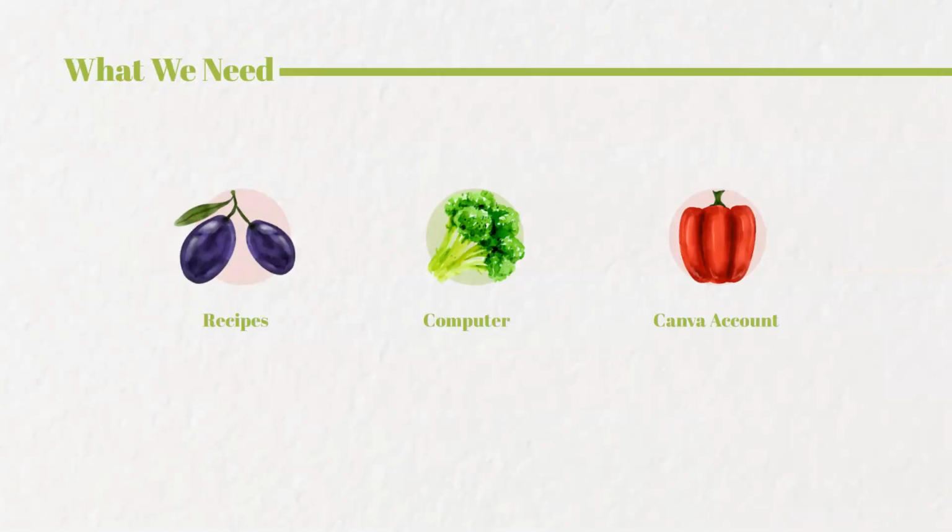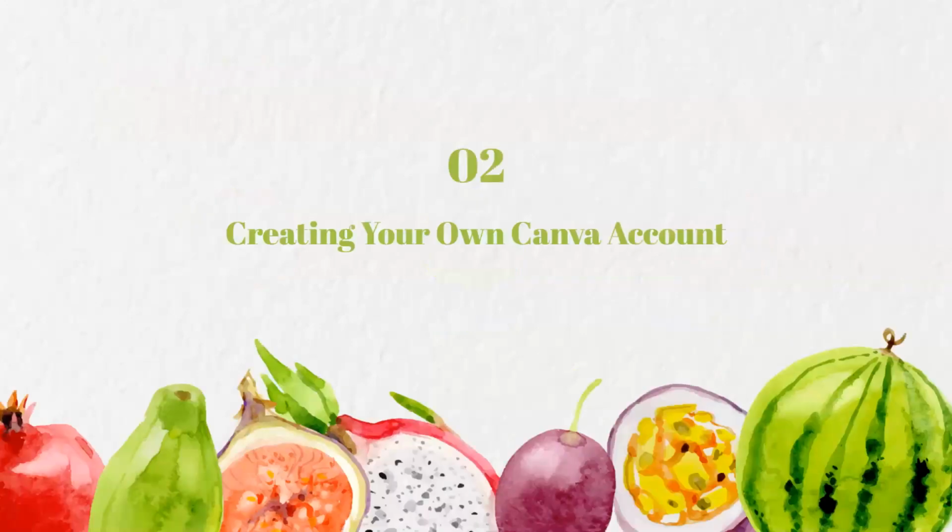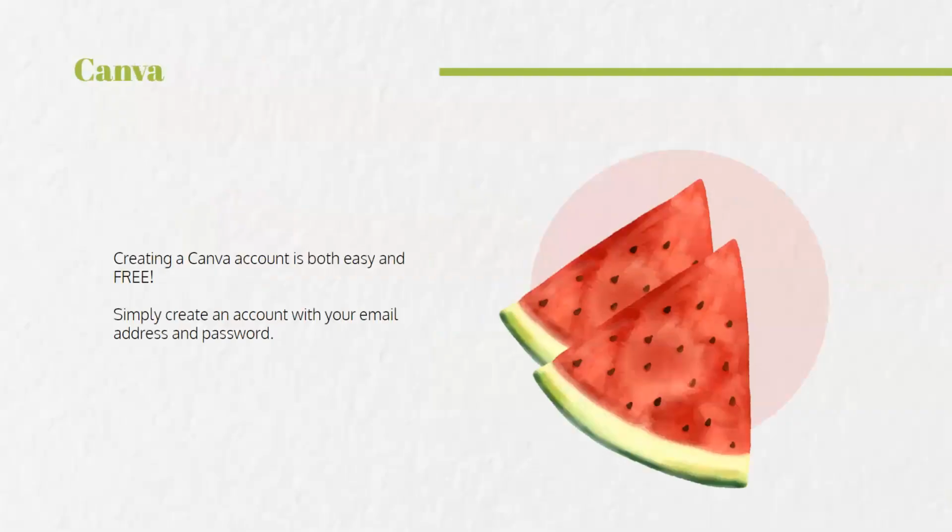So what we need is recipes. We also need a computer and a Canva account. I'm going to go into the steps of how to make your own Canva account, which is pretty simple as long as you have an email. Creating a Canva account is both easy and free. All we need is an email address and a password. For example, the password probably has to be a combination of letters, numbers, capital letters, and special characters.